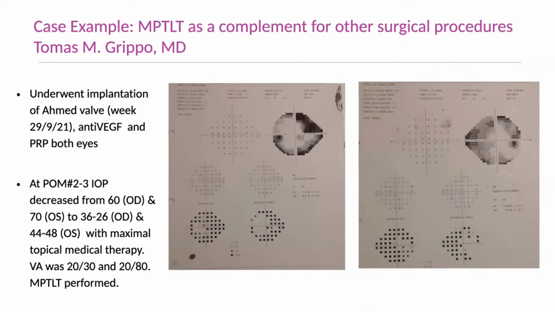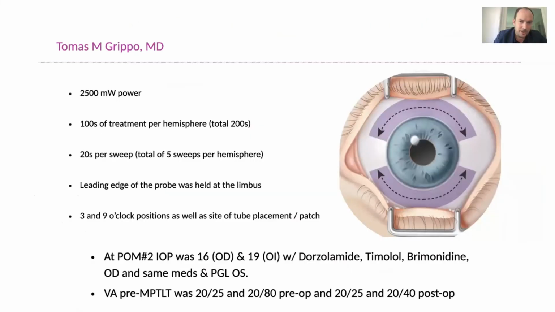Her vision at that point in time was 20/30 in the right eye and 20/80 in the left eye. So I decided to do MicroPulse TLT. And in this case, for the left eye, which was the most affected, I used the consensus setting, but instead of doing 4 sweeps, I did 5 sweeps of 20 seconds per hemisphere.